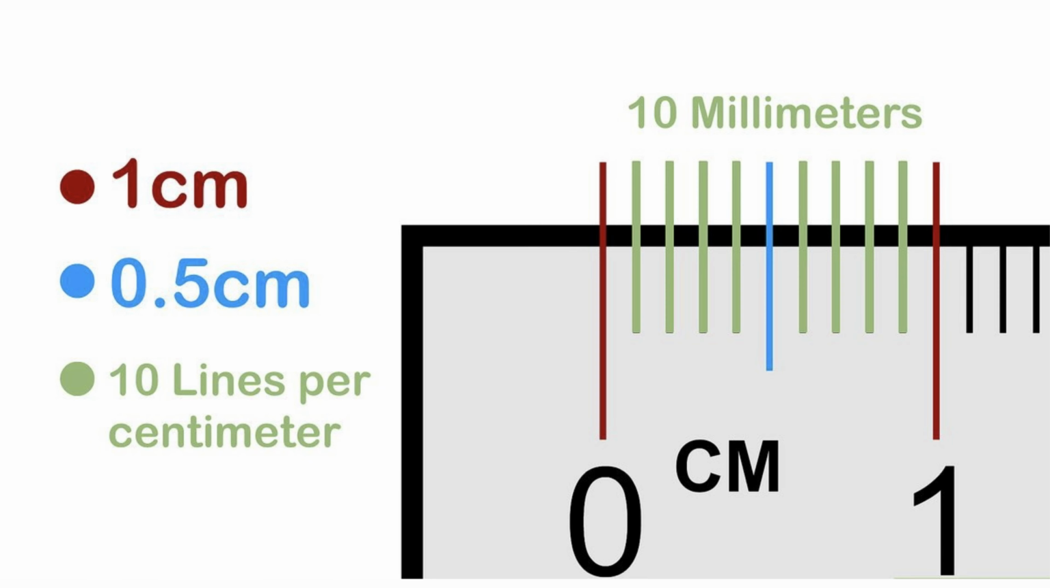Next is centimeters. This is a centimeter ruler. On this ruler, there are 10 little marks between 0 and 1. These are called millimeters. 10 millimeters make 1 centimeter. Millimeters are very small. It's smaller than centimeters. And centimeters is smaller than inches.